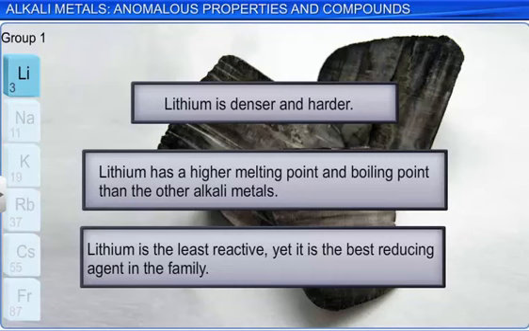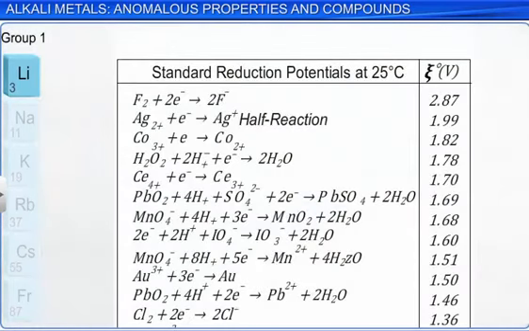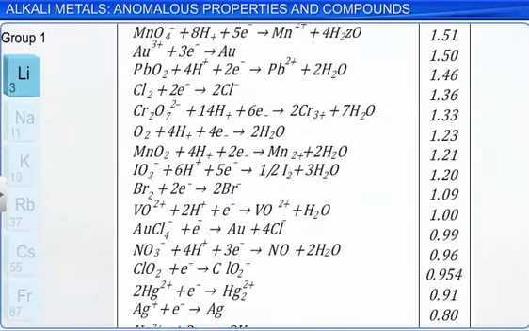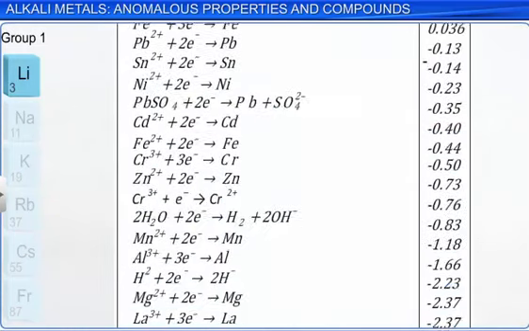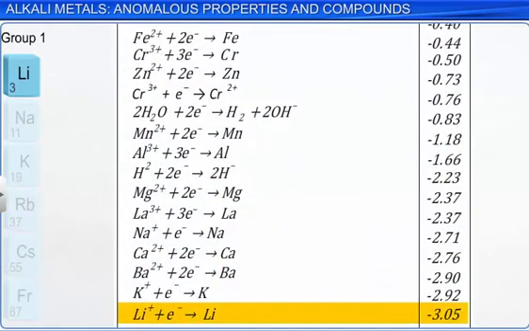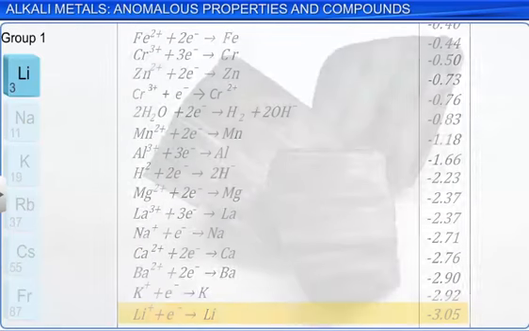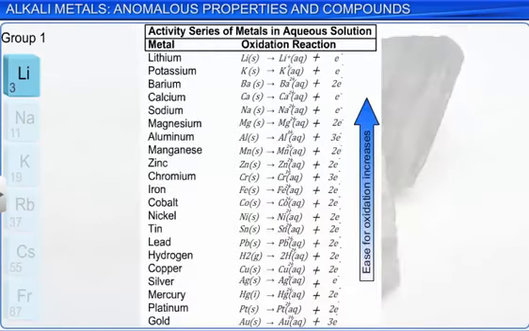If you look at the table of standard reduction potentials, lithium is at the bottom of the table. This means that for the group 1 metals, lithium has the strongest tendency to oxidize. So, lithium is at the top of the activity series for single replacement reactions.